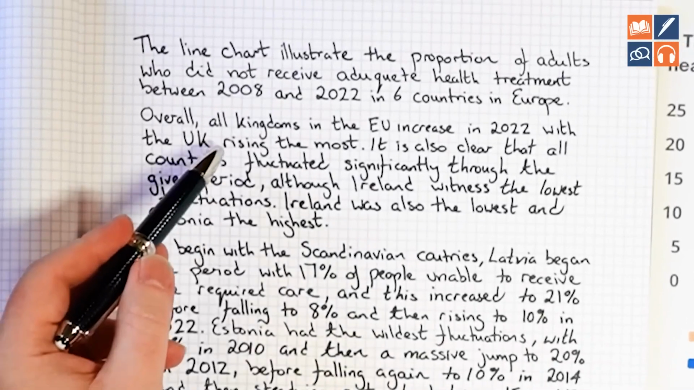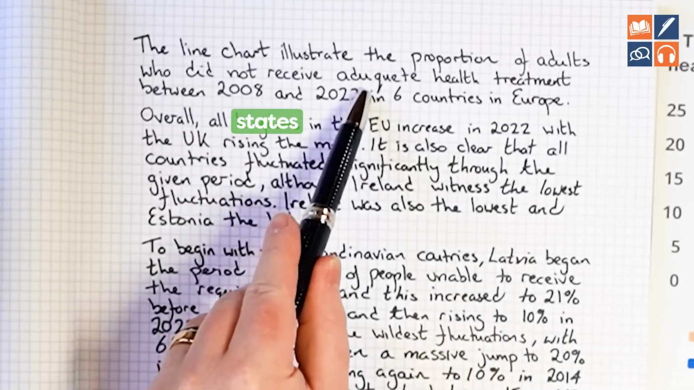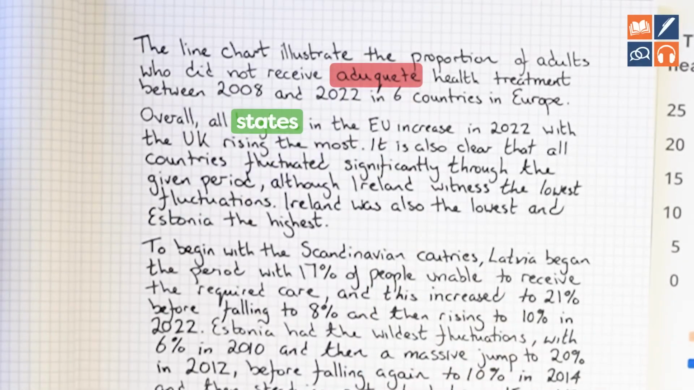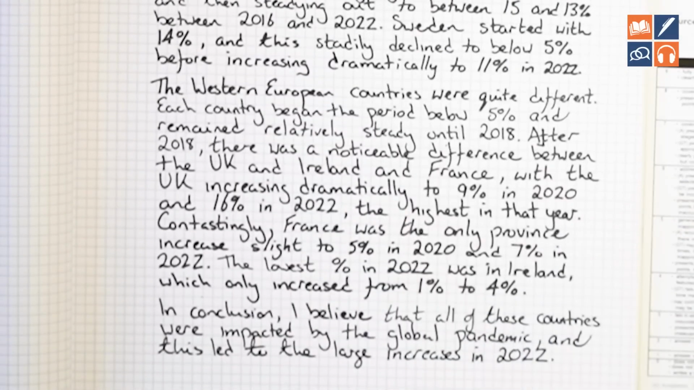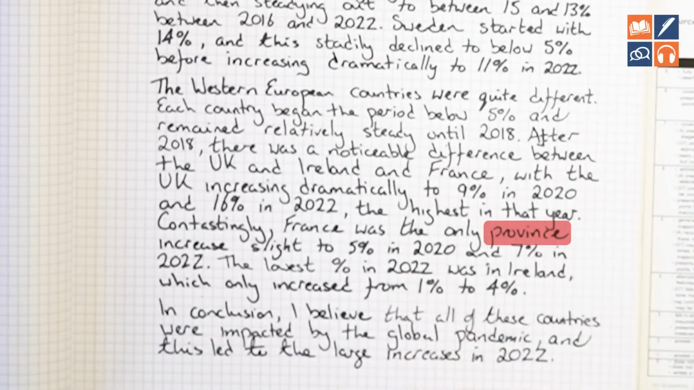So for example, we've already talked about kingdoms. Kingdoms is not the same as countries. If they change this to maybe states, for example, that would be fine. Kingdoms is not correct. They've spelt the word adequate here incorrectly. Here they've tried to use another synonym, province. These countries are not provinces. Province and country are synonyms, but they don't mean exactly the same thing. And you'll find little spelling mistakes and little meaning mistakes like that scattered throughout a Band 6 response.